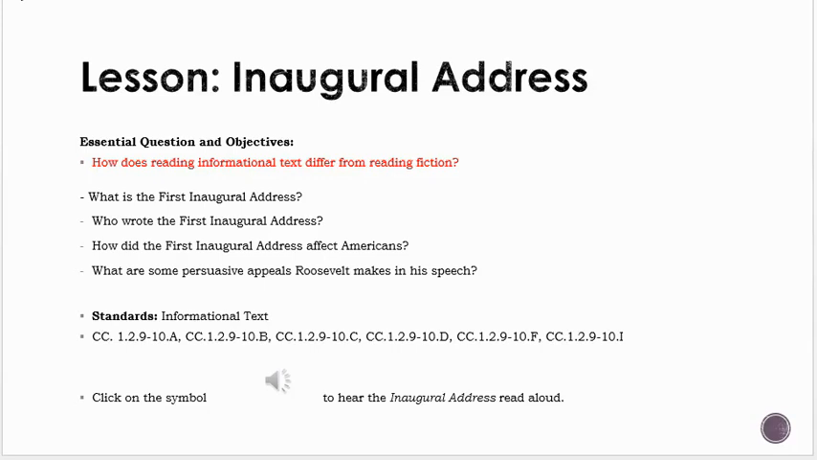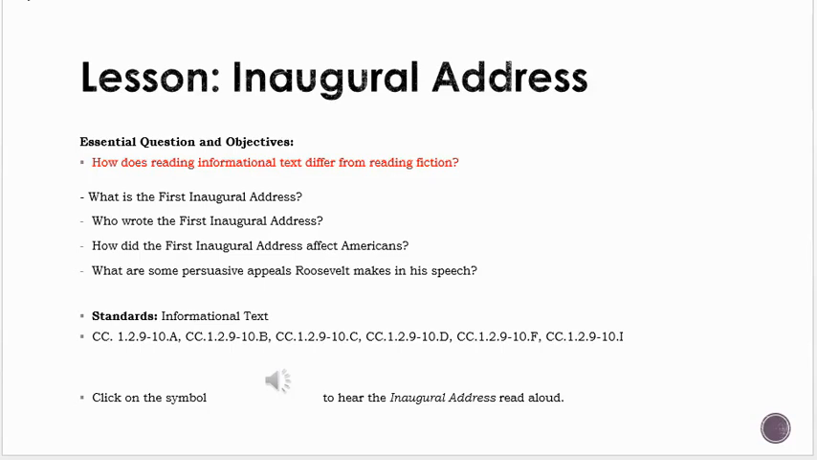By the end of this essay, you should be able to answer what is the first inaugural address, who wrote the first inaugural address, how did the first inaugural address affect Americans, and what are some persuasive appeals Roosevelt makes in his speech. So this is built on last week's lessons as well. We're covering standards for informational text.